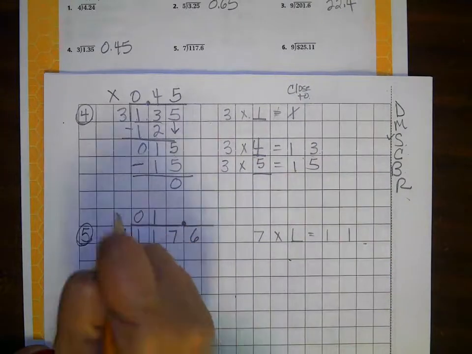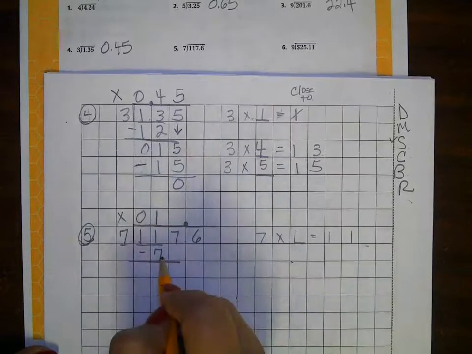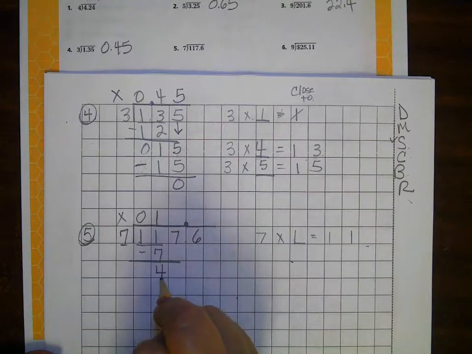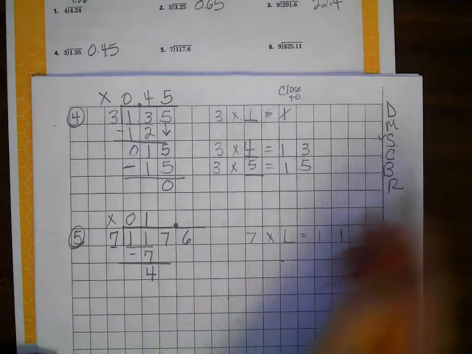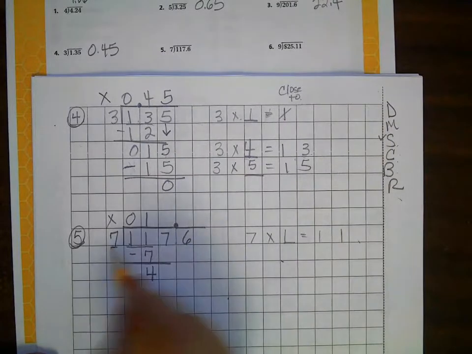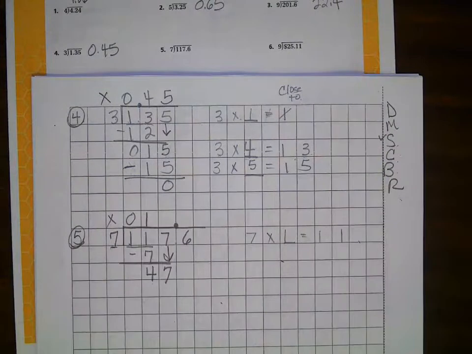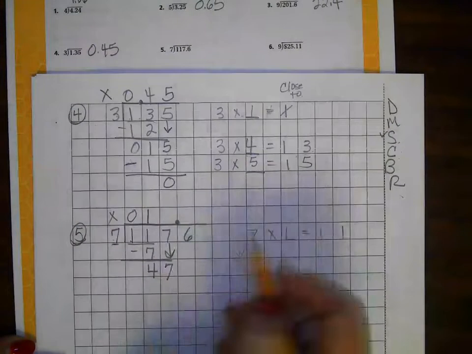1 times 7 equals 7, and then I can subtract that out. So it's 7, and then 8, 9, 10, 11, so that'll make it 4. Now that I've already subtracted, I'm going to check, is my difference less than my divisor? Yes, it is. So I can bring that down. Okay, and then I'm going to start over.